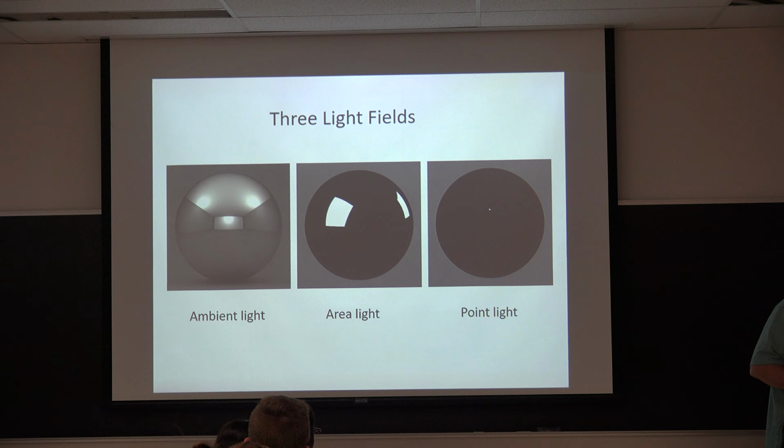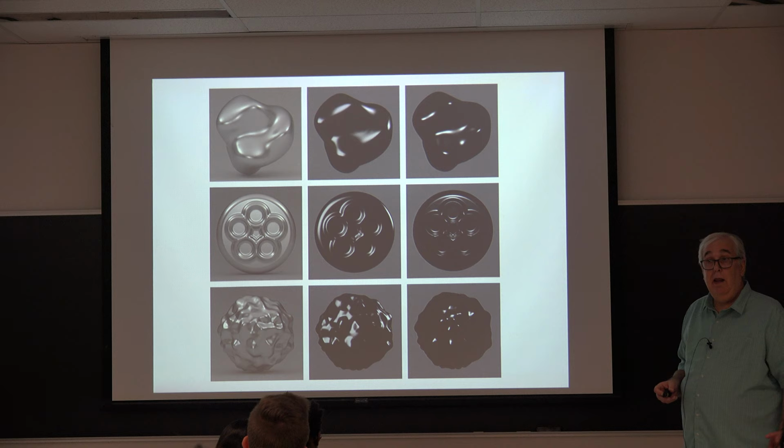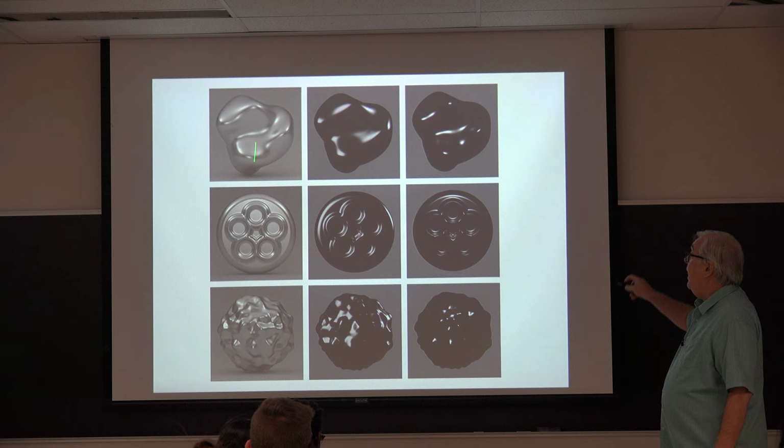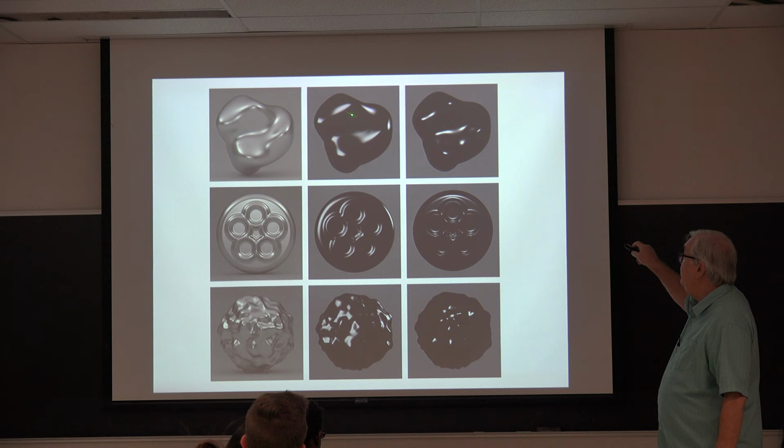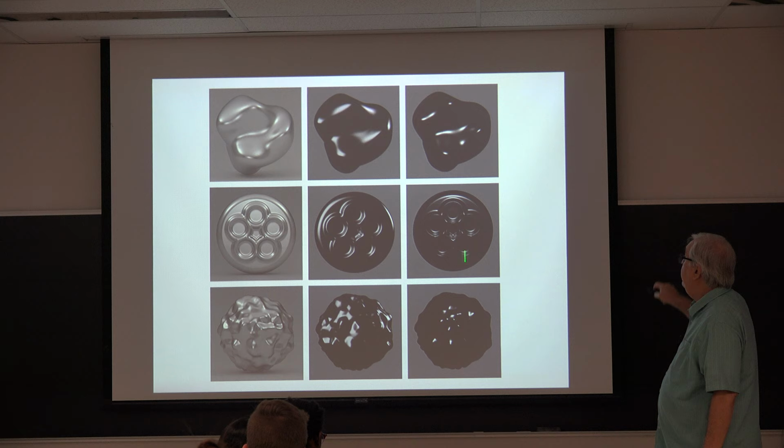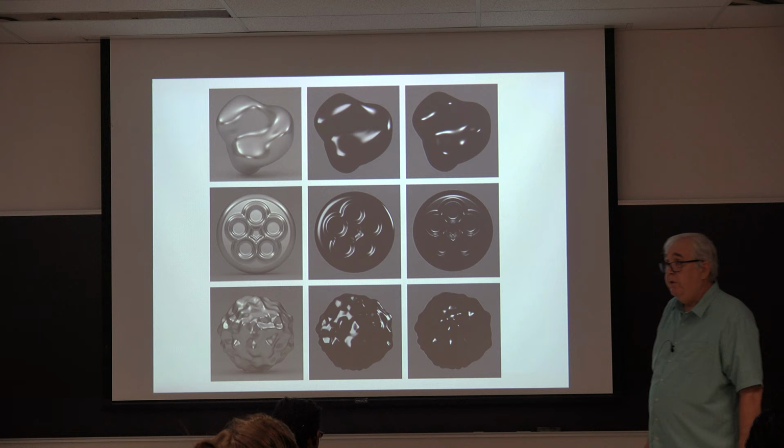Now, here I'm showing you three different metal objects. All of the objects you see here are metal. On the left is the translucent white room. On the right is the scene with the two windows, and everything else is black. And in this case, it's just that point light source and everything else is black. So who shall I pick on? Tell me what you see in this column.